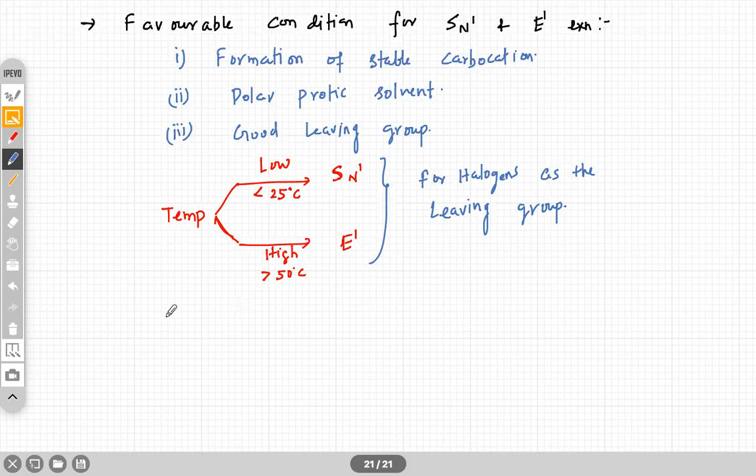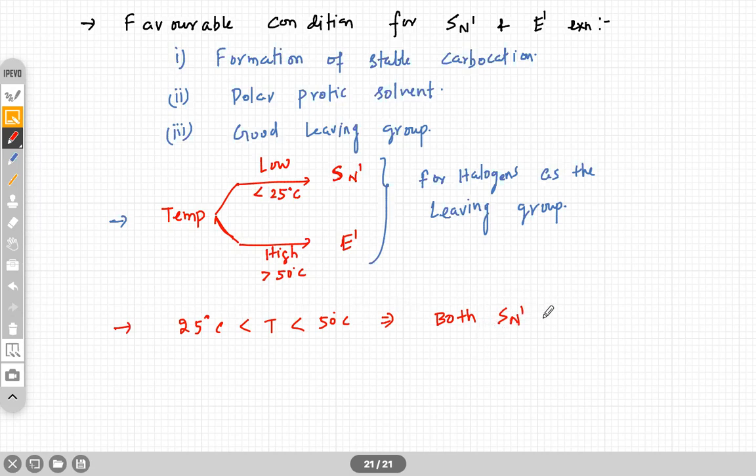What happens if the temperature falls in this range, 25 degrees Celsius to 50 degrees Celsius? In this range, both SN1 and E1 are favorable. SN1 and E1 reaction possible. So we'll get the product according to both, a mixture of both products.